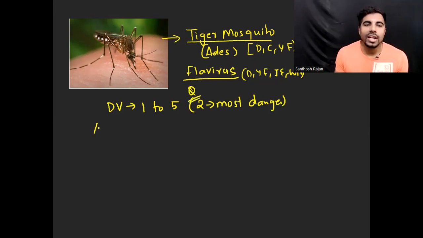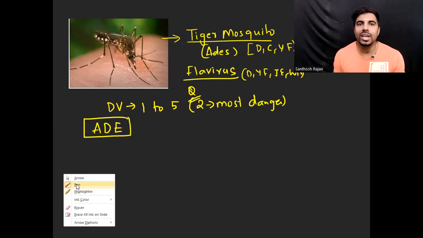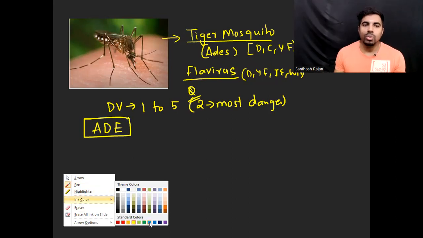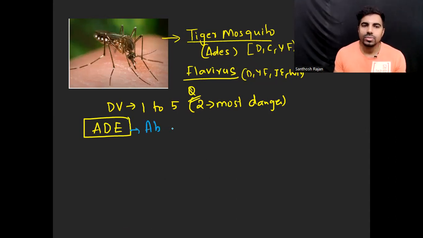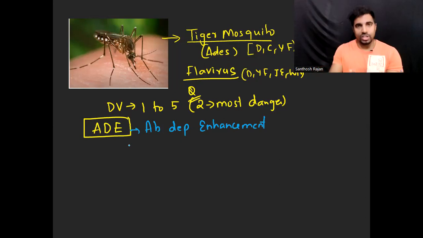There is a phenomenon called antibody dependent enhancement, ADE. It plays a very important role in dengue hemorrhagic fever. You can expect this question. Why are people getting dengue hemorrhagic fever? Usually, when we get a first-time infection, our body develops antibody, and that antibody protects us from subsequent infections. It should protect.